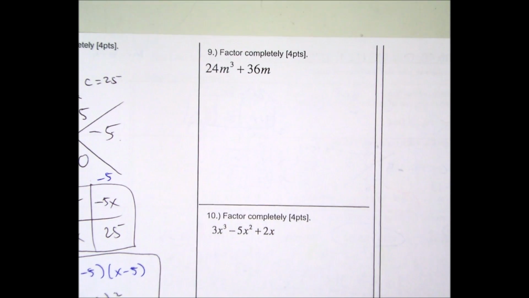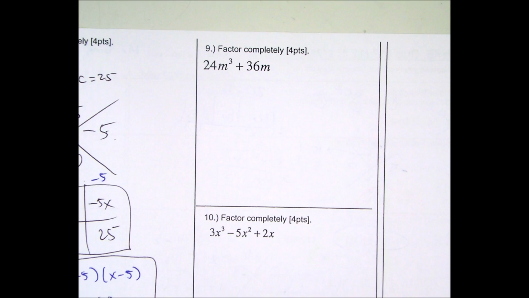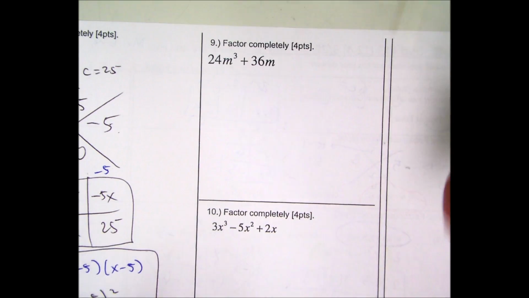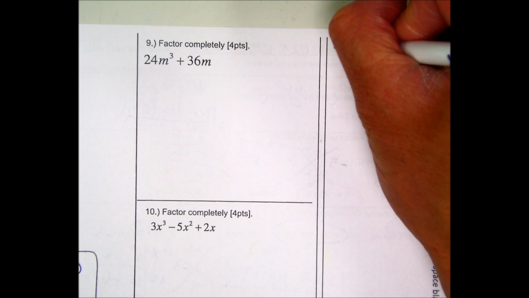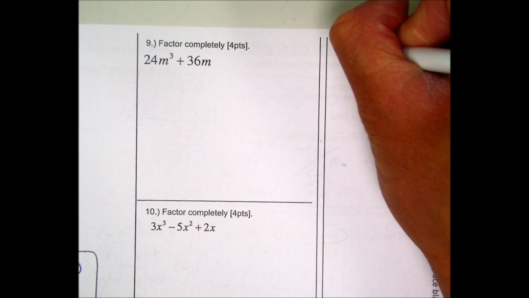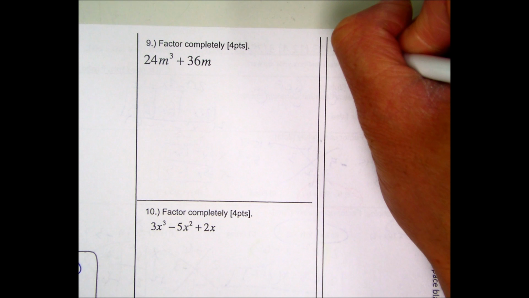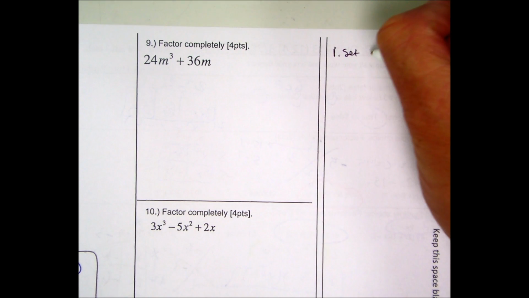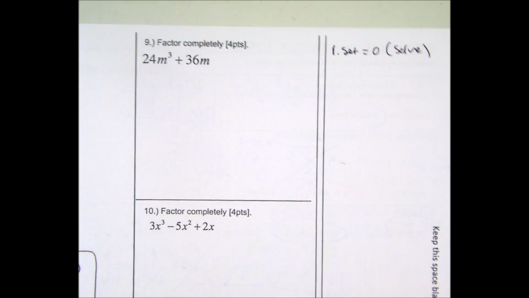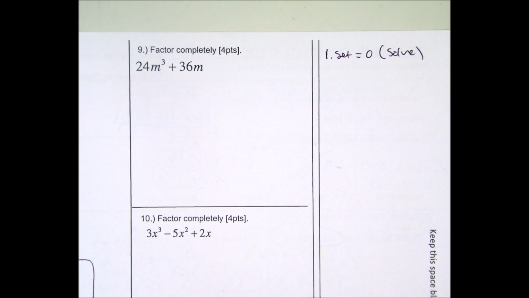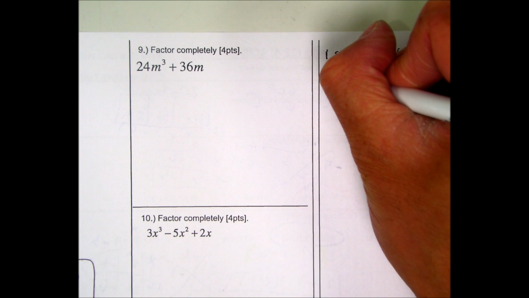All right, question number 9 says factor completely. All the directions are factor completely, so you might ask, well, what should I think of when I'm doing these problems? Well, number 1, on the board right there, it says set equal to 0. This only works if you see the word solve. That's what you're going to see on your test on Wednesday.